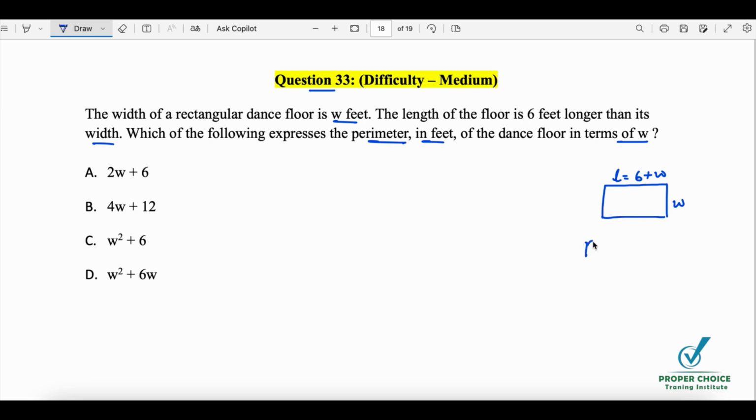By the way, the perimeter of a rectangle is 2 times length plus width, or add up all the sides. Generally we write it as 2 times 6 plus w, that is the length, plus w, which is 2 times 6 plus 2w, distributing, 2 times 6 is 12 plus 4w. That is the equation for the perimeter in terms of w. So 4w plus 12 or 12 plus 4w makes sense with option B.